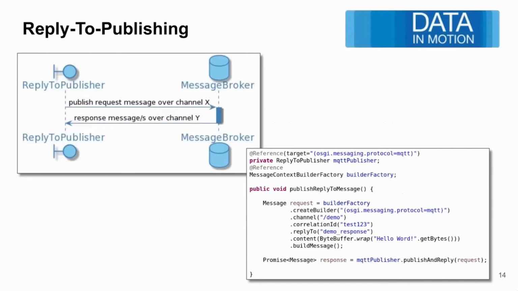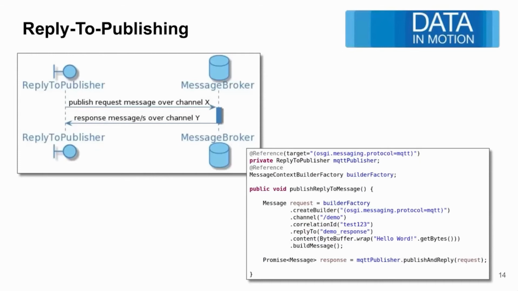At first, reply-to publishing means we send a request message and get at least one response message back. For that, we also use a service that is provided by the implementation. The service interface is a reply-to publisher. It contains the method publish and reply that accepts a request message and returns a promise for a response message that resolves as soon as the message arrives.